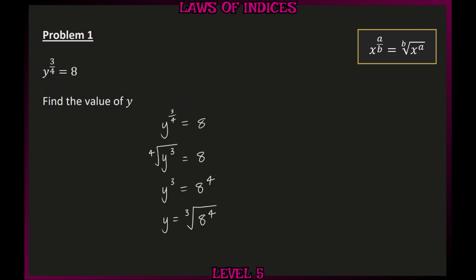Now, starting with the cube root of 8, this is 2, because 2 times 2 times 2 is 8. So our equation becomes y is equal to 2, still with a power of 4 on it. 2 to the power of 4 is 2 times 2 times 2 times 2, so that gives us our final answer, which is y is equal to 16.